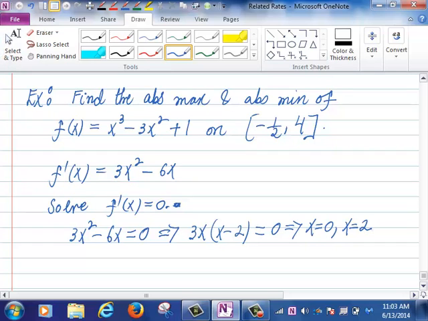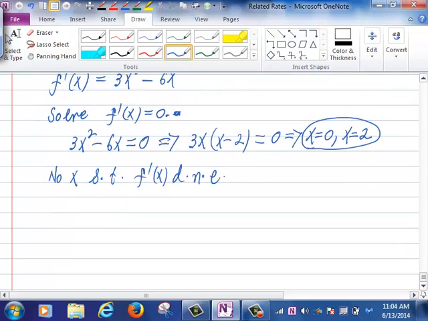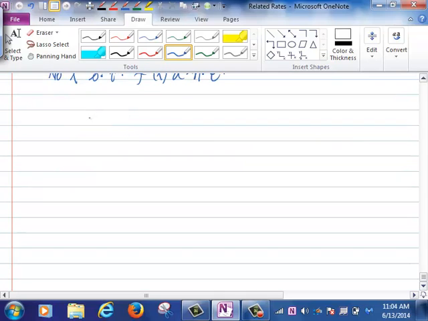Are these the only critical points here? Yeah, because there are no points x such that f prime of x does not exist, because the derivative exists everywhere. So the only critical points I have are 0 and 2. Now, in order to identify the absolute maximum and minimum, I make a table of values. So here's my x value and f of x value. My x values would be the endpoints and the critical points. So I have the value -1/2 and the value 4, which are the endpoints of the interval, and then the critical points are 0 and 2. What I have to do is find the value of f at each of these points. So remember what was f of x?